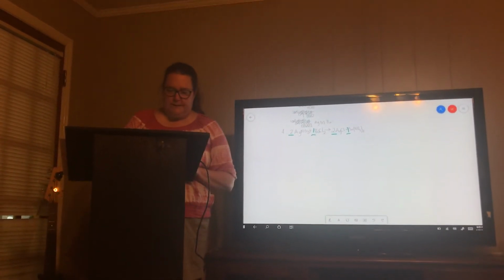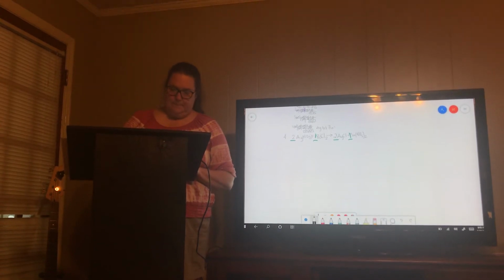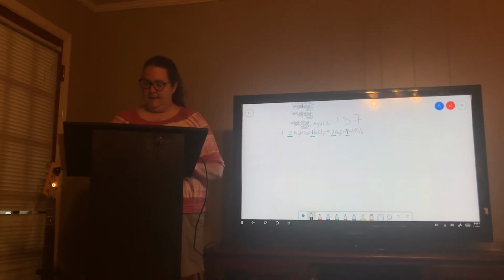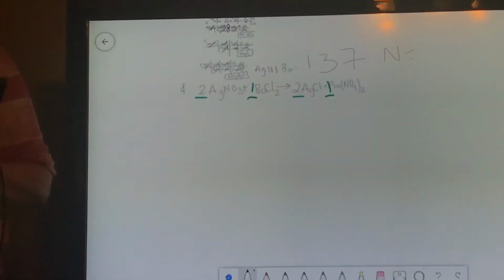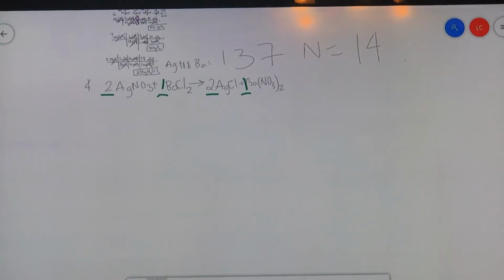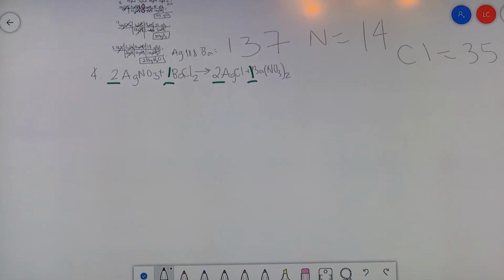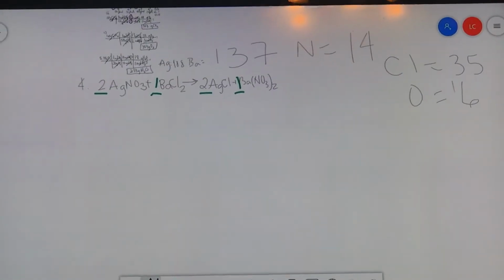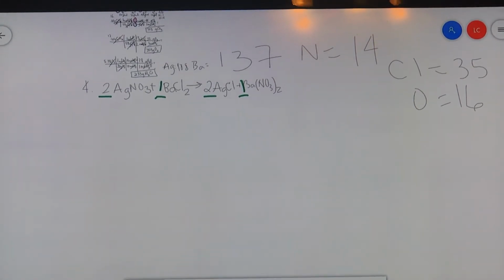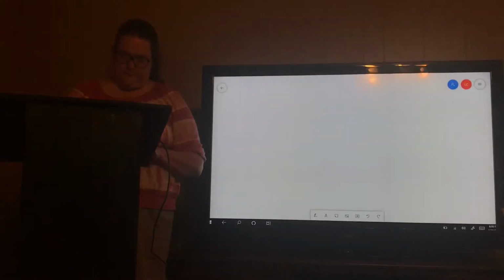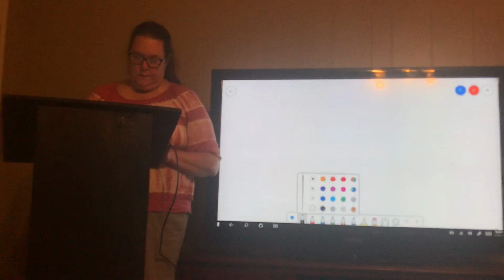Alright, so barium is 137. It's gonna be way bigger than the rest of that equation. And let's see, nitrogen is close to the number 14. And chlorine is 35. And yes, I am rounding up because I'm not gonna worry about sig figs. And O is 16. All right, so I'm just gonna get rid of it.